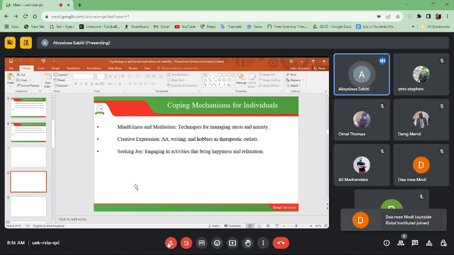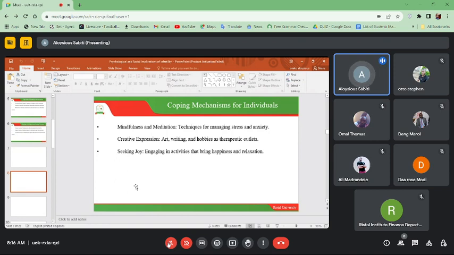Then we look at coping mechanisms for individuals. After suffering such psychological problems, you should be able to cope with the problem. So we want to look at some of the coping mechanisms. How can someone cope with the problem that they are facing?